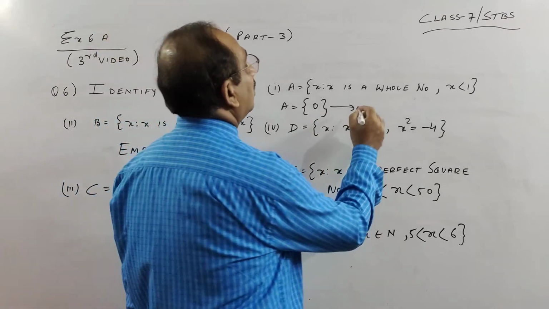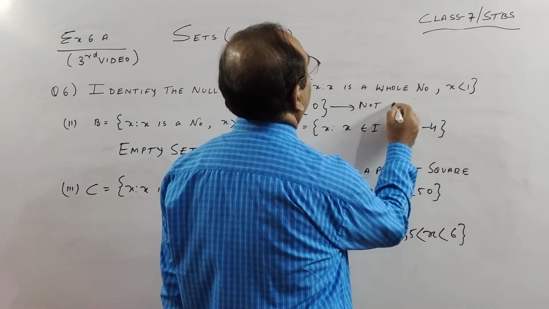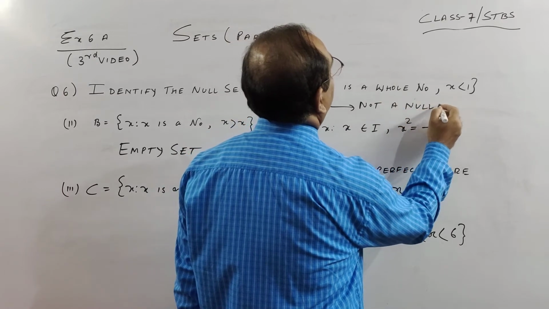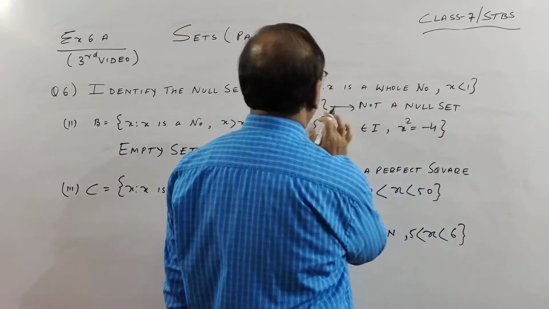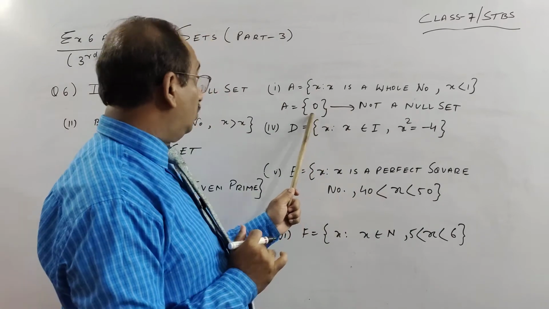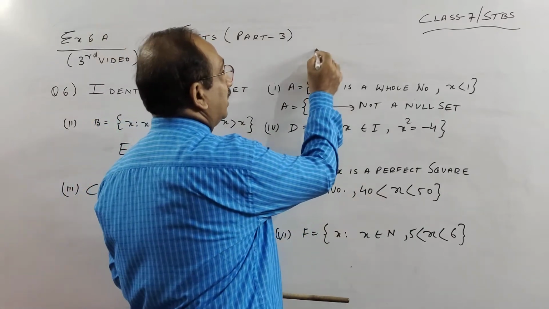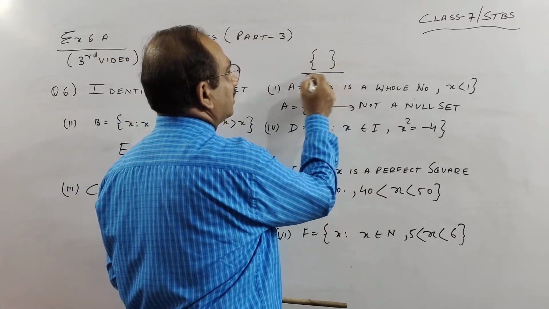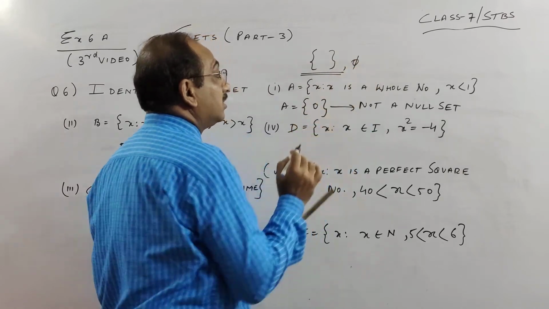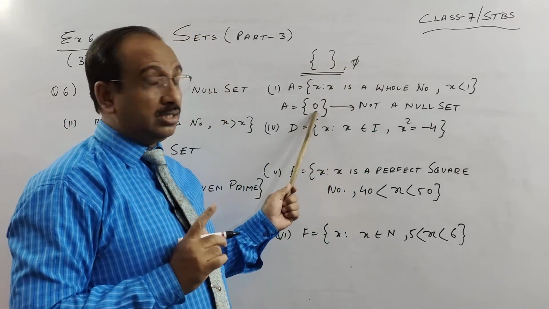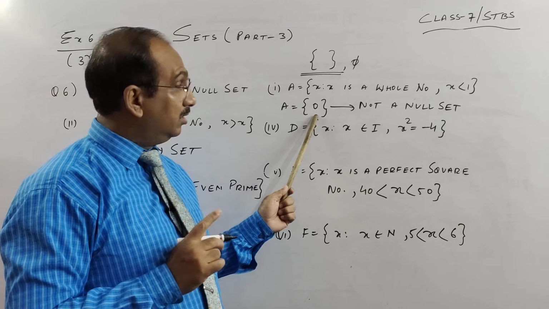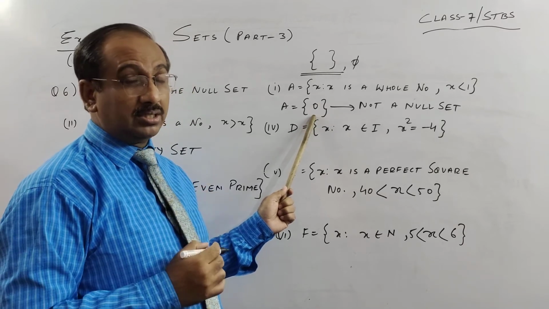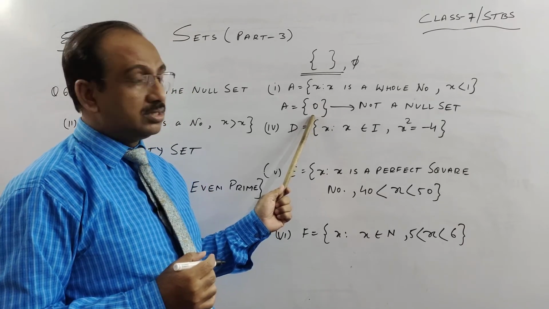So this is not a null set, because this is a set which has the element 0. Don't confuse it with the empty set. The empty set is simply braces, nothing else, no 5. This is a set whose element is 0. So this is a set having one element, or you can call it a singleton set.